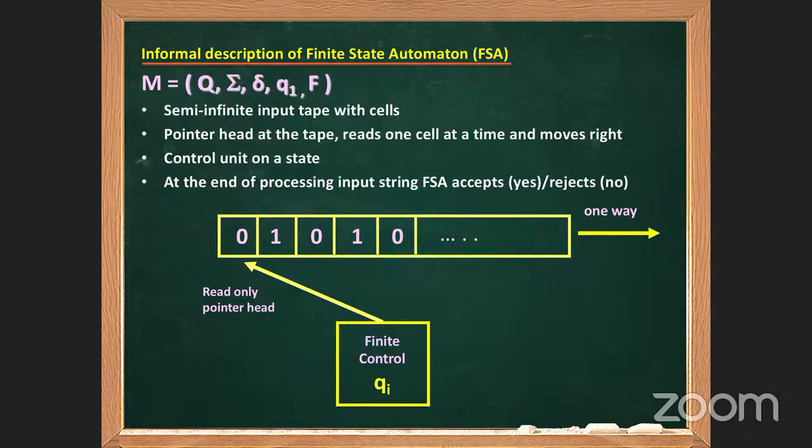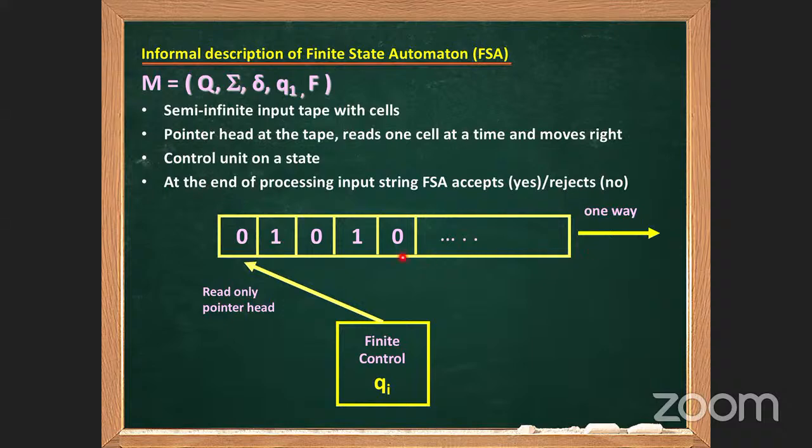Let's move on. Now, we have given the formal definition. Now we move on to the informal description of an FSA. When we say informal, it helps us to develop a mental image about the machine. We are able to have this picture in mind. Now, let's have the same five components of an FSA: Q, sigma, delta, start state, final state. You have to develop this picture in mind.